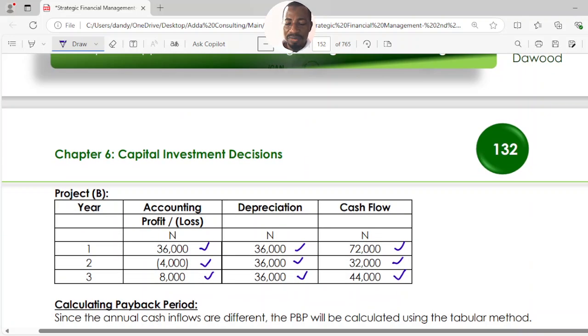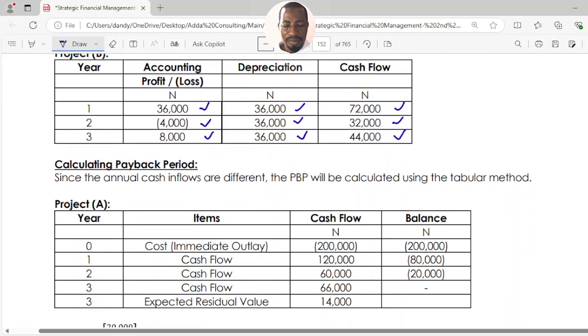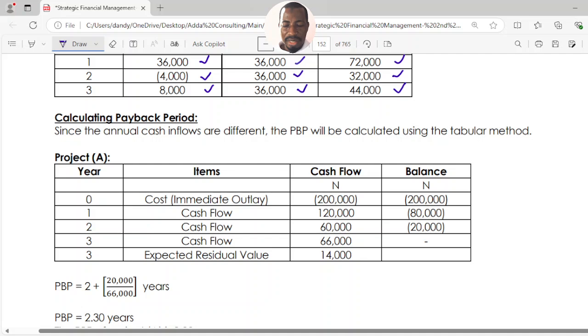In year one, cash flow 72, year two 32, year three 44. So these are irregular or non-constant cash flows. In that case, I need to use the tabular method to compute the payback period. All right. So if that is the case, I will then create a table like we did in the explanation. All right. So initial outlay, this is for project A.